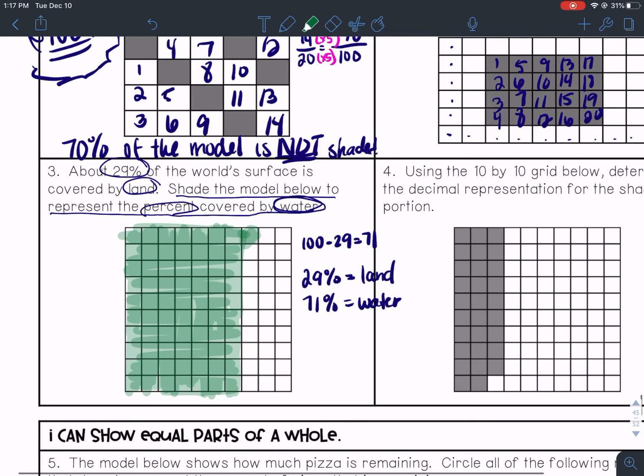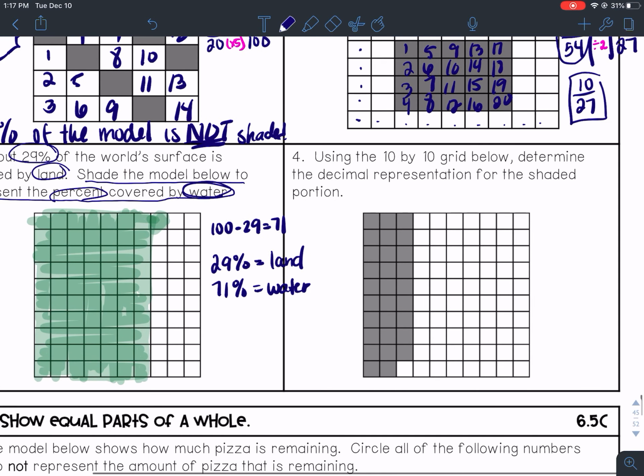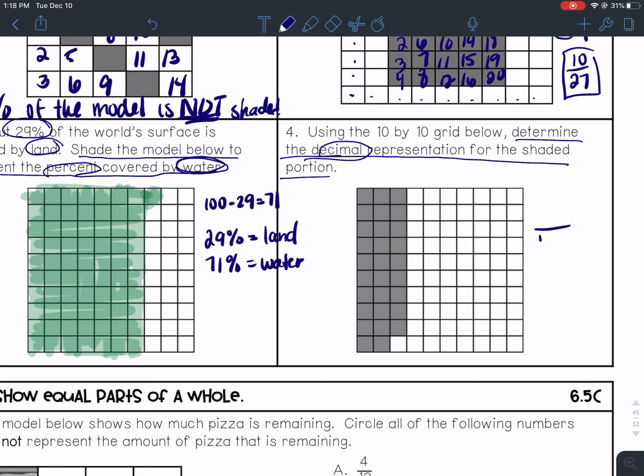Okay, so number 4. Using the 10 by 10 grid below, determine the decimal represented for the shaded portion. Okay, so I need to figure out what the decimal is. Well, I know I have 100, right? There's 100 of them, so I need to count how many are shaded. Well, this right here is 10. So I have 1, 2, 3, 4, 5, 6, 7, 8, 9, 10, 11, 12, 13, 14, 15, 16, 17, 18, 19, 20, 21, 22, 23, 24, 25, 26, 27, 28, 29. So there's 29 out of 100 that are shaded.